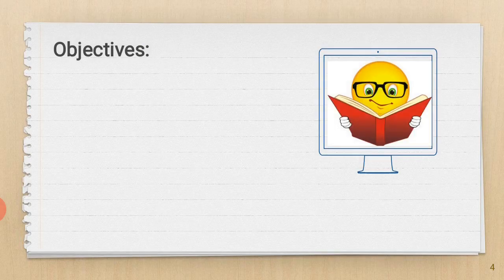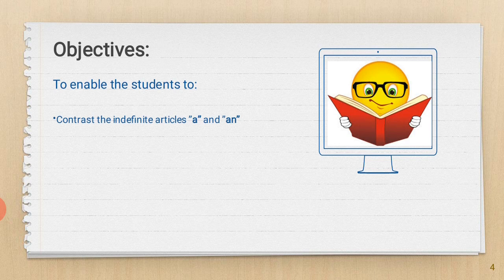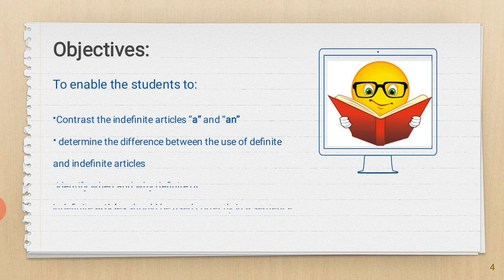The objectives for today's lesson are to enable the students to contrast the indefinite articles a and an, determine the difference between the use of definite and indefinite articles, and identify when and why definite or indefinite articles should be used correctly in a sentence.